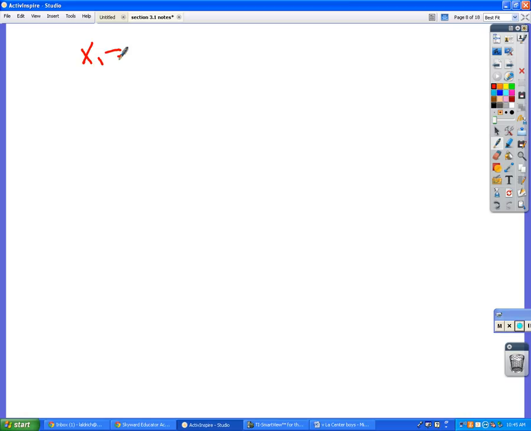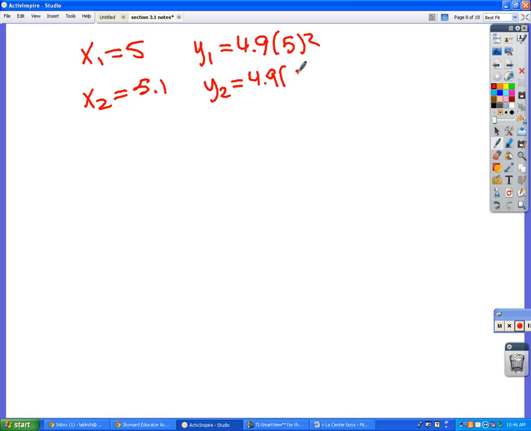We said x1 is 5, and y1 is 4.9 times 5 squared, whatever that is, okay? And then we said, let's let x2 be something really close to 5, like 5.1. And then we said, therefore, y2 is going to be 4.9 times 5.1 squared. And we did y2 minus y1 over x2 minus x1 and figured out what it was. Okay? Yes, right?